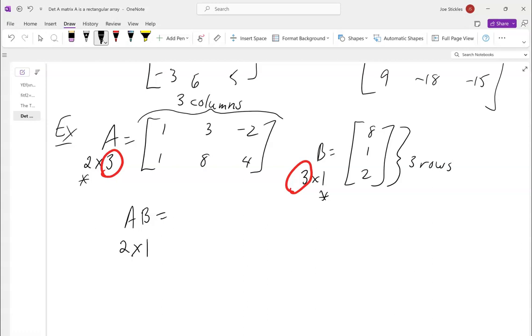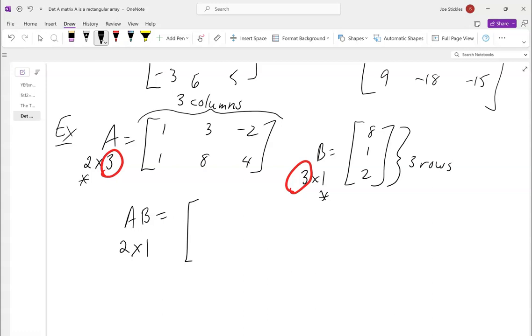Okay? That's how you can tell what the dimensions of the answer will be. So we're going to get 2 rows and 1 column out of this matrix multiplication when we're done. Here's how we match it up.